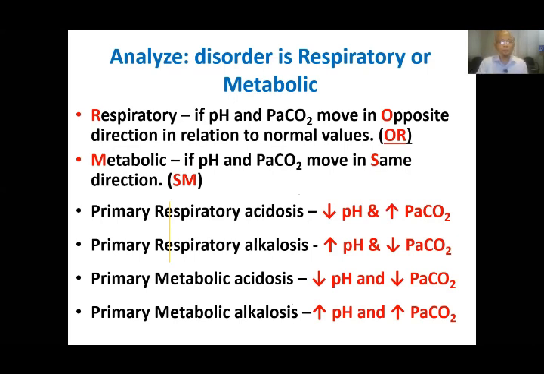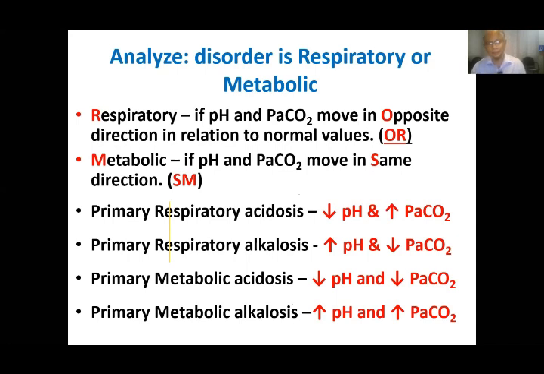Now you see, in case of primary respiratory acidosis, the pH will be less, but PaCO2 will be moved up. In case of primary respiratory alkalosis, pH will be high and PaCO2 will be less. It will be in a downward direction. In case of metabolic acidosis, pH will be less, but PaCO2 will also be less. So this is the same direction. In case of primary metabolic alkalosis, pH and PaCO2 will be moved in the same direction.